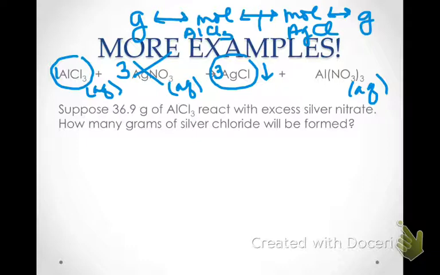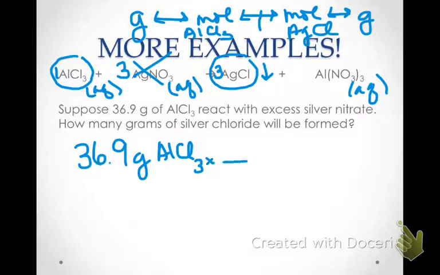So, that being said, let's start with our 36.9 grams of AlCl3. And remember, I'm going to label that so I know what the heck I'm dealing with. And then I need to know right here, to get from grams to moles of aluminum chloride, I'm going to need to know the molar mass of aluminum chloride. I'm getting 133.33 for that.